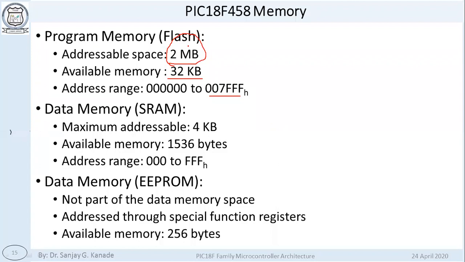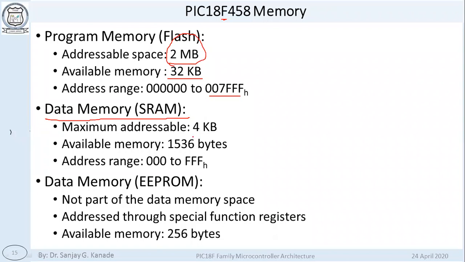This is a flash type memory, and that's why this F is here. This F in PIC18F name, PIC18F45, it stands for flash type memory. The second memory that we have seen is the data memory, which is static RAM.